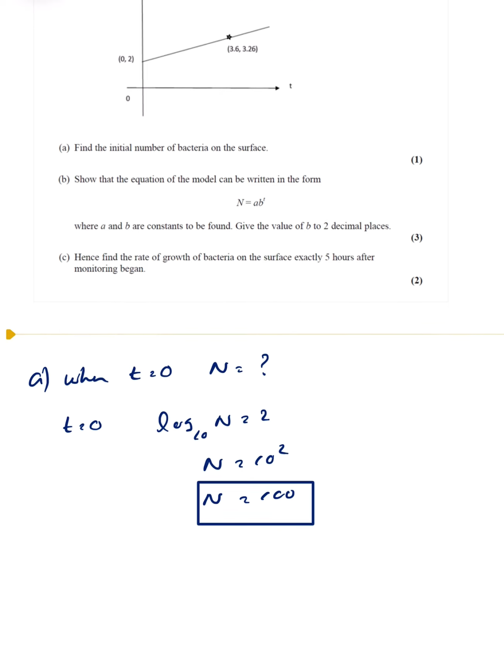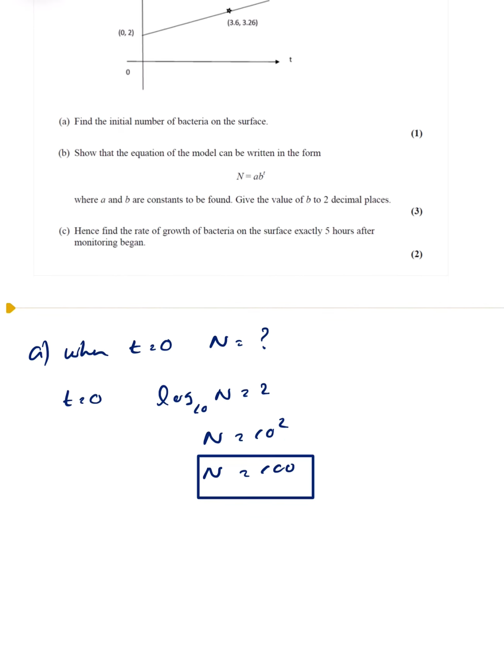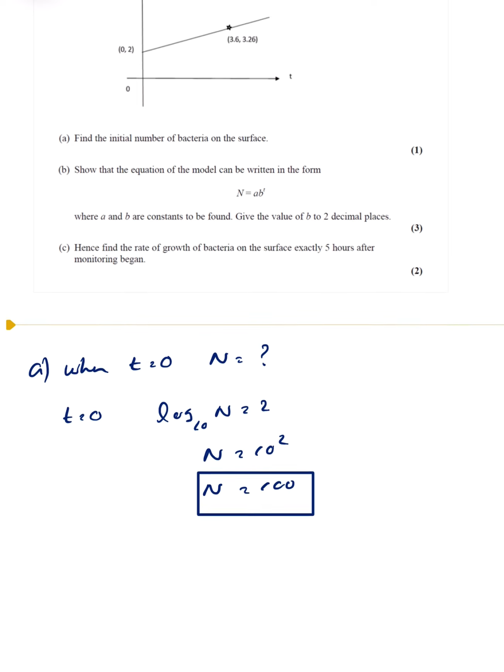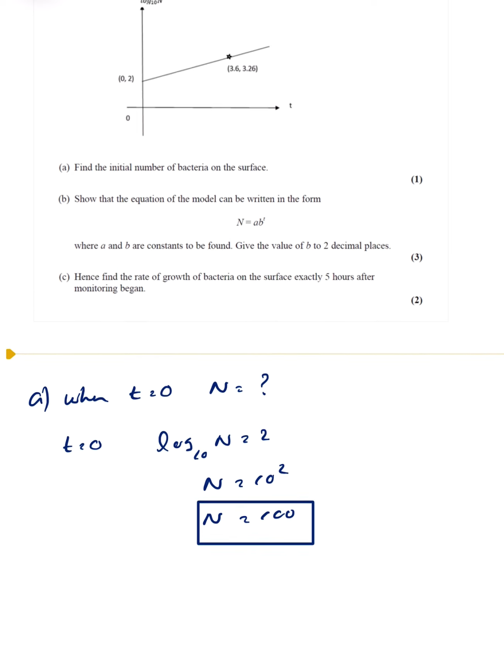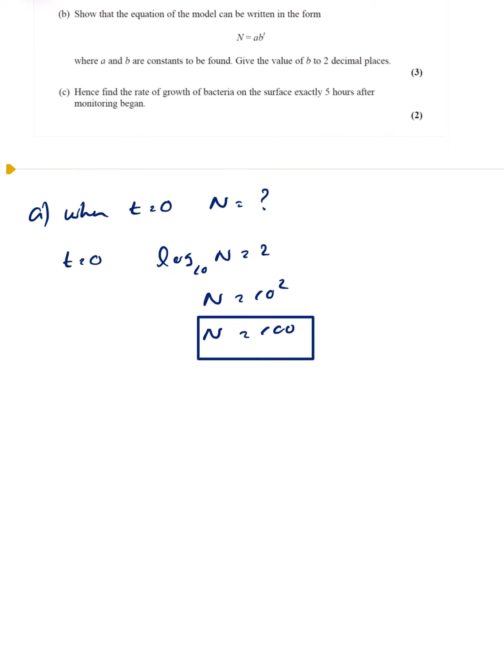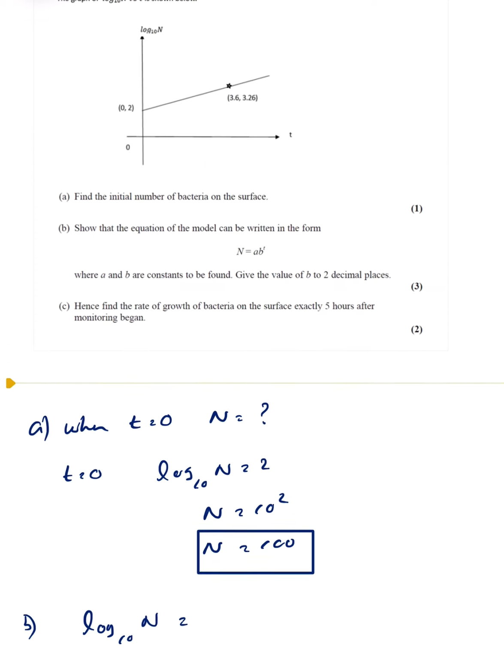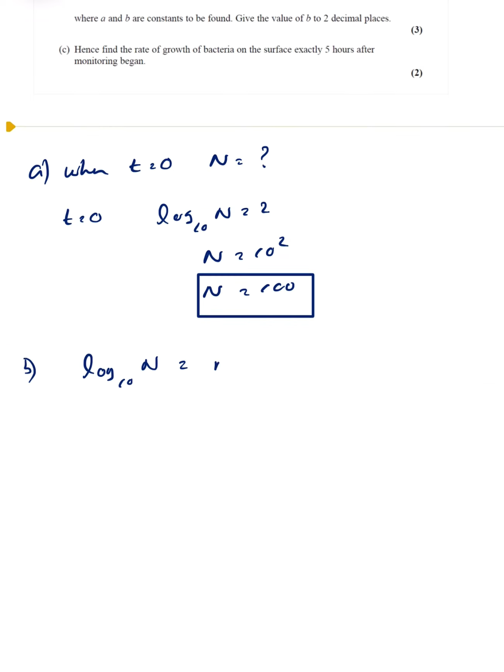Okay, and part B, they tell you to show that the equation of the model can be written in the form n equals a b to the power of t. However, we can say the y-axis, log base 10 n, is a straight line graph, which means it should be in the form of m times the x-axis t plus c. Since it goes through (0, 2), we can simply say that c is 2. When you substitute 0 and 2, we can figure out that c is 2.